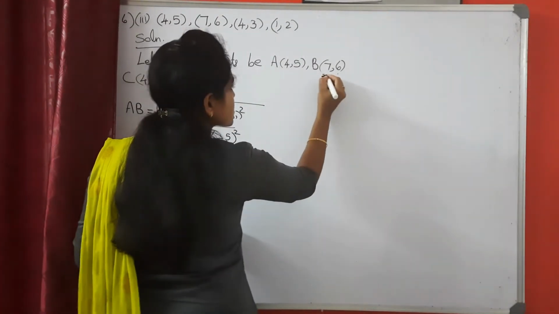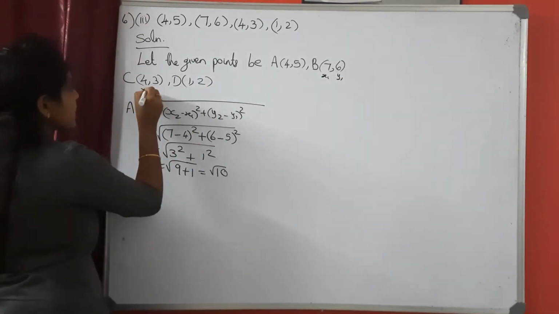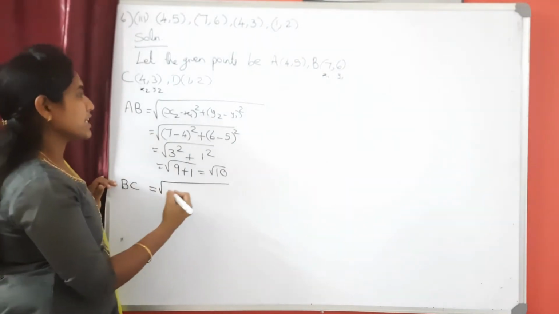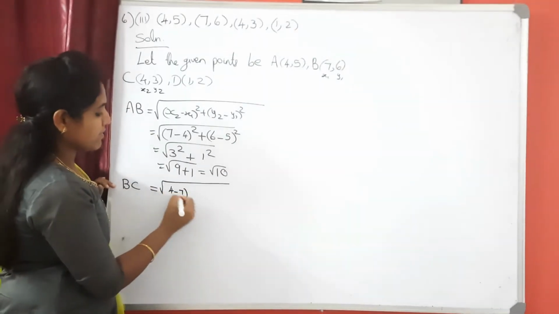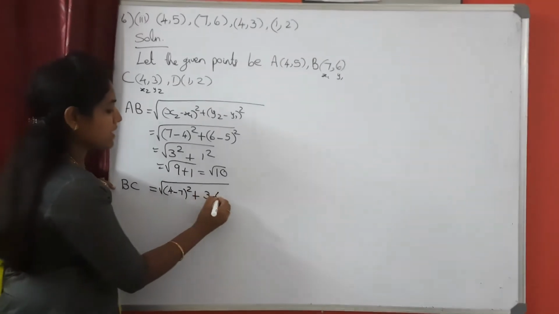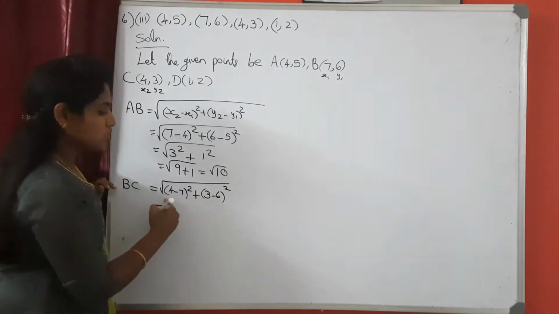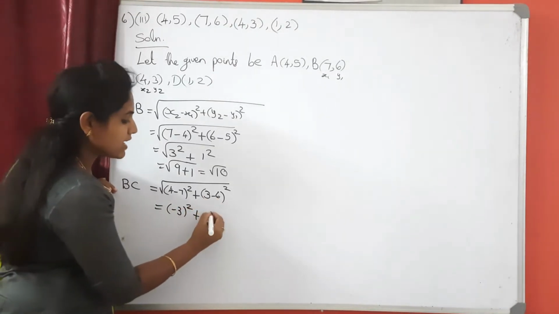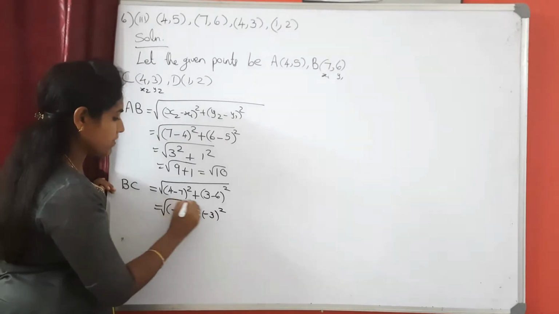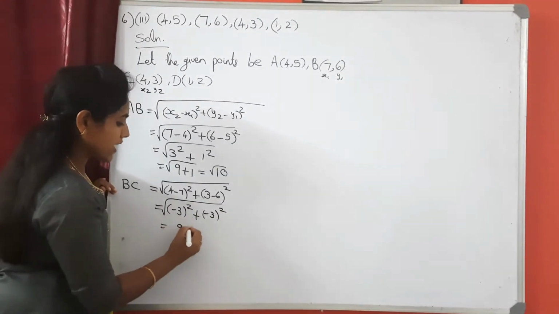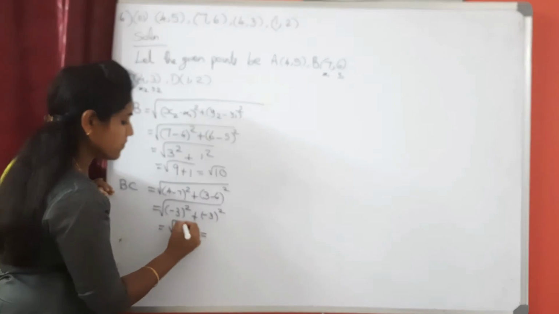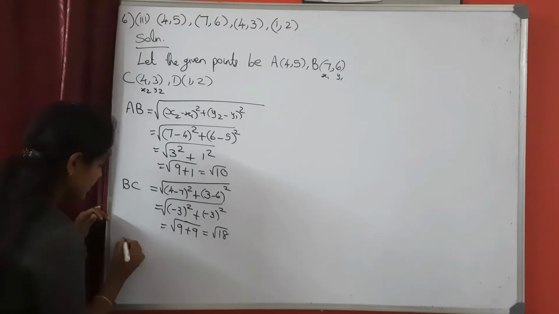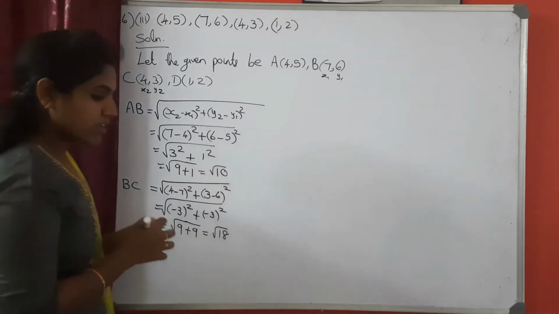Now this is x1, y1 and this is x2, y2. Apply the values in the formula. So x2 minus x1: 4 minus 7 the whole square plus 3 minus 6 the whole square, equal to minus 3 the whole square plus minus 3 the whole square. 3 squared equals 9, 9 plus 9 equals root 18. Okay, BC. Next we need to find CD.